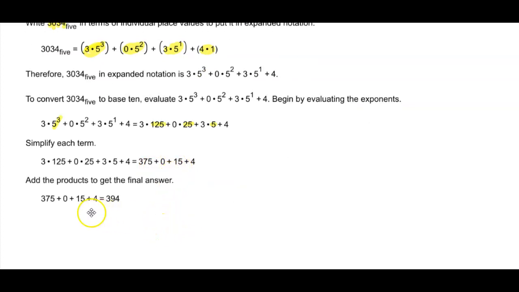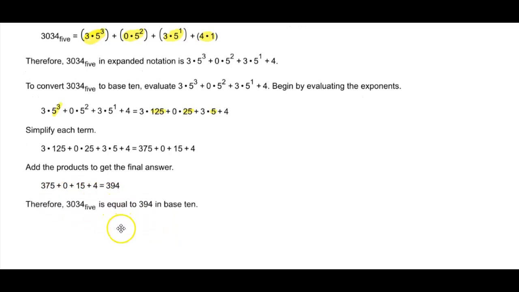So now we need to add those numbers. Add the products: 375 plus 0 plus 15 plus 4 gives us 394. Therefore, 3034 base 5 is equal to 394 in base 10.